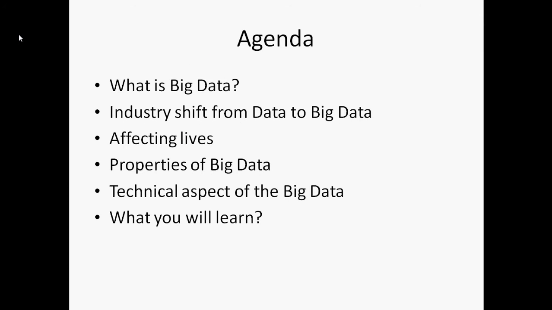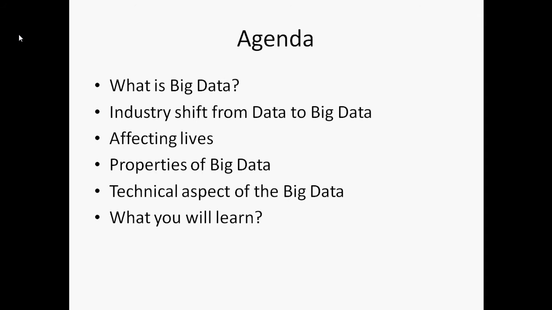So the agenda for this particular demo session is to understand these points that you can see on the slide: what is big data. Then we will discuss the factors that are making industries and companies shift from data to big data. As the name suggests, big data is related to data itself, but there are a few things that are added to data, and that is why big data exists.